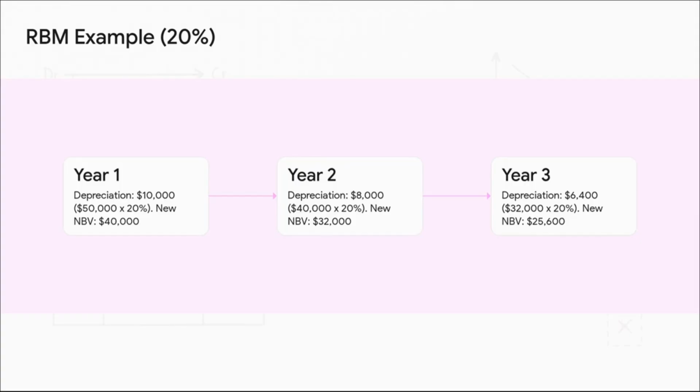Let's watch it work. We've got a $50,000 asset and a 20% rate. In year 1, we take 20% of the full $50,000. That's $10,000. That leaves a net book value of $40,000. Now, for year 2, our starting point is that new $40,000 number. 20% of that is only $8,000. See the pattern? The depreciation charge is front-loaded. It's highest at the start and then gets smaller and smaller each year.